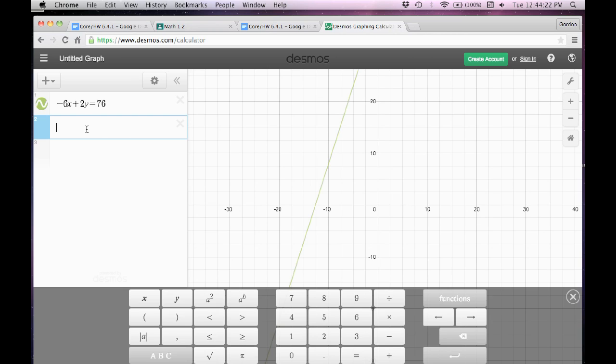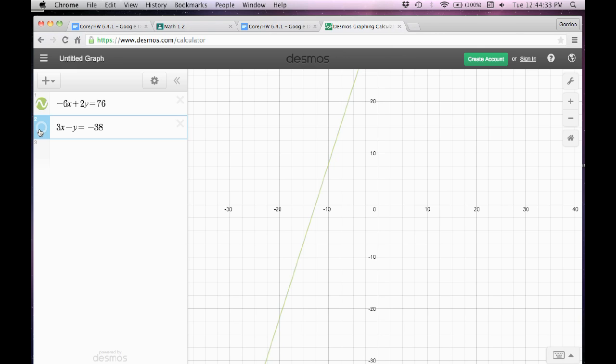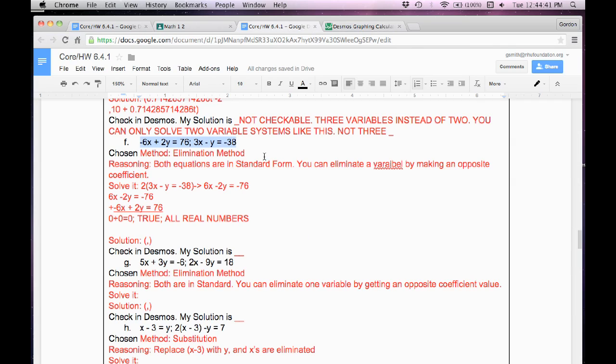And then we get rid of the thing, and ooh, the line changed color. I think the line changed color because they're actually the same line. That makes sense. In other words, these two lines have exactly the same solutions all the way along. That's what it means for it to be all real numbers. Whoa, Einstein stuff right there. So the solution is all real numbers.